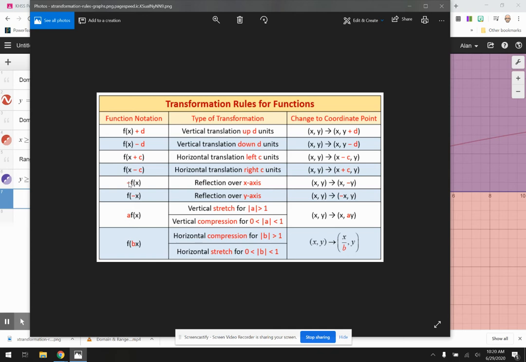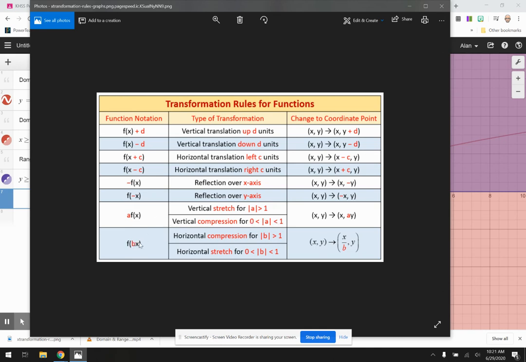If you're putting a negative on the outside of the function, you're reflecting it over the x-axis. If you're putting a negative inside of the radical, you'd be reflecting it across the y-axis. If you're putting a number in front of the function, like you're multiplying the function by that number, then it's a vertical stretch if that number is bigger than 1, or it's a vertical shrink or compression if that number is less than 1.